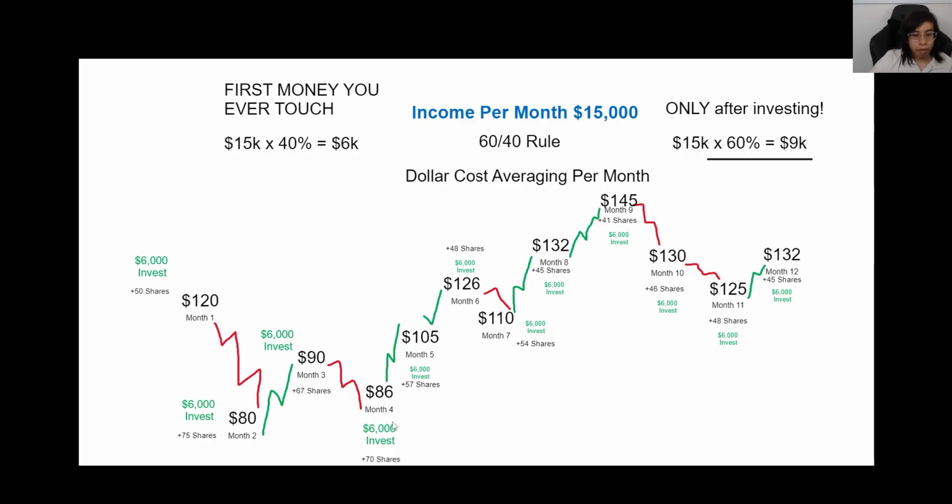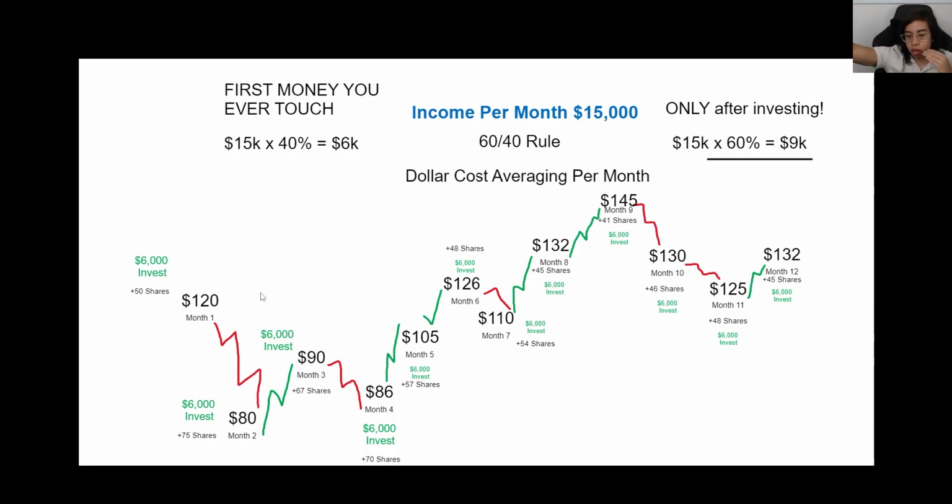On month 4, it went down again to 86, and you bought 70 shares, worth almost $6,000. You can see by this pattern that as the price goes down, you buy more shares, because the price per share is less, so you need more shares for the total to be about $6,000. That's really good, because the more the price goes down, the more shares you automatically buy than when it was higher.